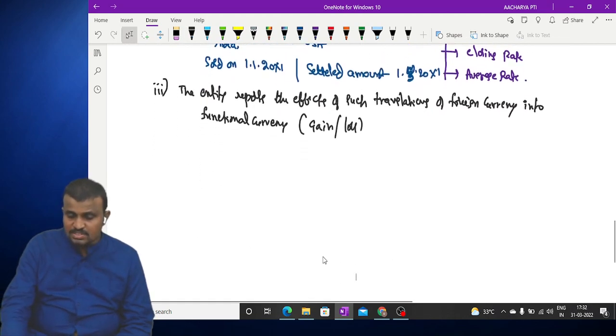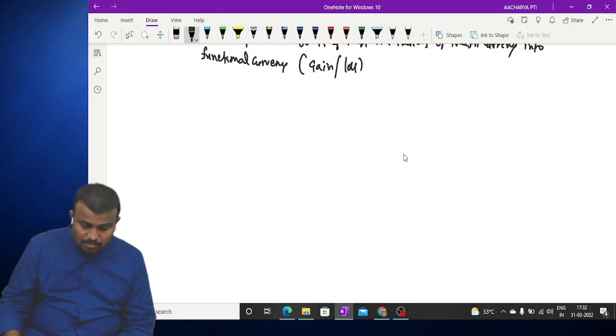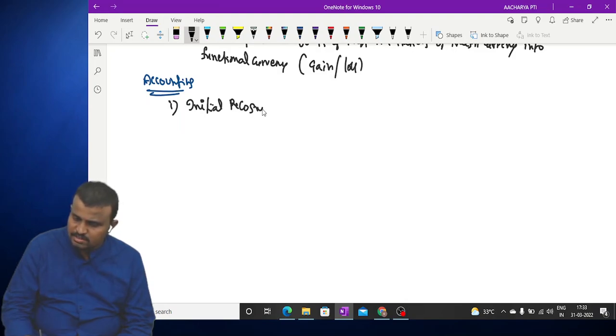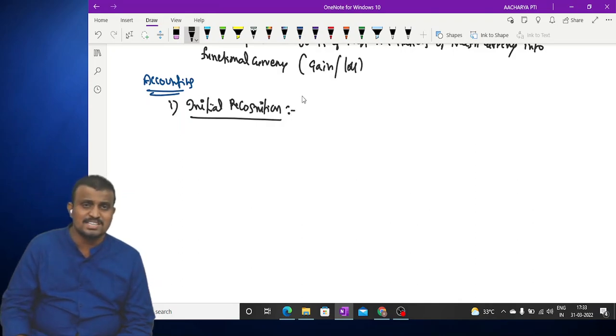Coming to the accounting. So first, the foreign currency transactions. How to record those is called recognition, either initial recognition or subsequent recognition.